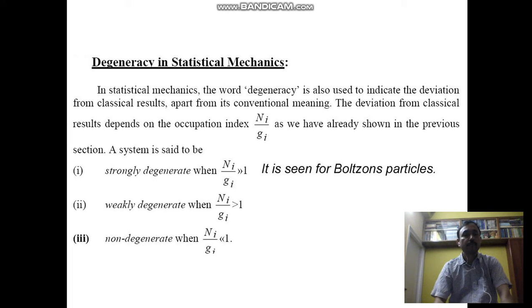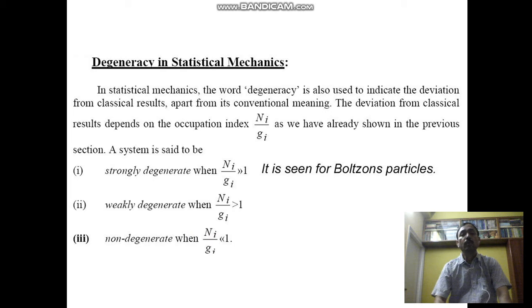Degeneracy in statistical mechanics. In statistical mechanics, the word degeneracy is also used to indicate the deviation from classical results, apart from its conventional meaning. The deviation from classical results depends on the occupation index Ni by Gi. So Ni by Gi is known as the occupation index. As we have already shown in our previous slides, a system is said to be strongly degenerate when Ni by Gi is very much greater than 1. It is seen for Boltzmann particles. A system is said to be weakly degenerate when Ni by Gi is just greater than 1. And it will be non-degenerate when Ni by Gi is very much less than 1.